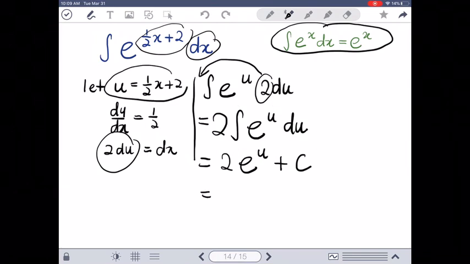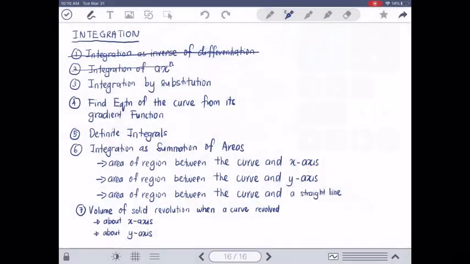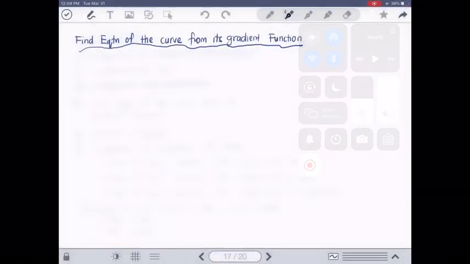Then substitute back the value of u, we should get 2 e to the power of 1 over 2x plus 2 plus c. So that's the end of the integration by substitution. The next thing we are going to have a look at is finding the equation of the curve from its gradient function.